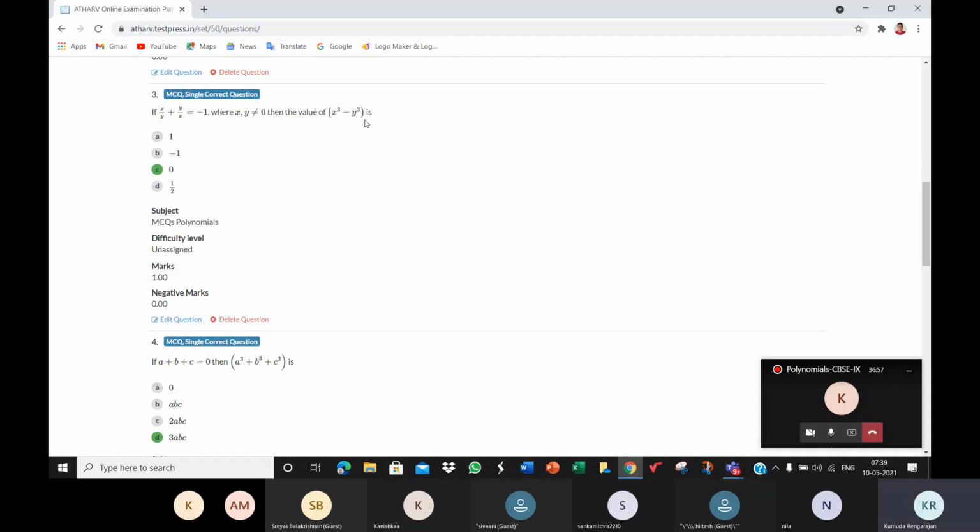So write out, children, in your book. What is x cubed minus y cubed? It is, by the identity, x minus y into x square plus xy plus y square. Now tell me what will happen. What next, children?